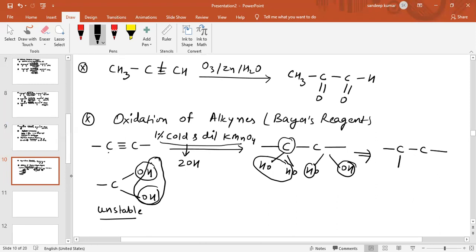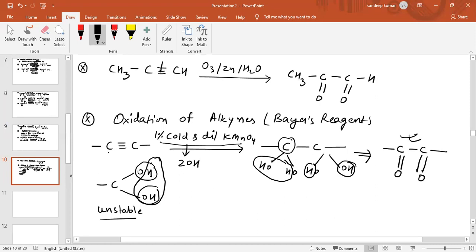There is oxygen remaining on this carbon atom. Also, there is oxygen remaining on this carbon atom, but the valency of carbon is not filled. Here only 3 bonds and here also 3 bonds. So there will be a double bond between carbon and oxygen. Also, there will be a double bond between carbon and oxygen. So this is the product obtained when alkynes react with Bayer's reagent.